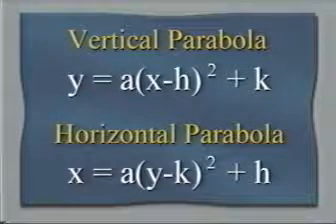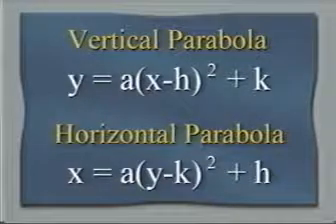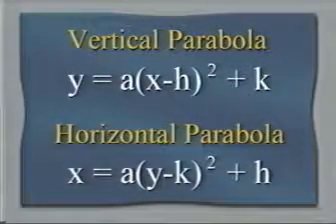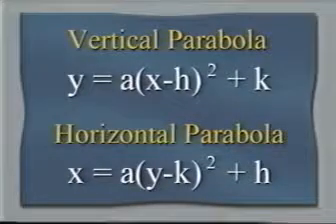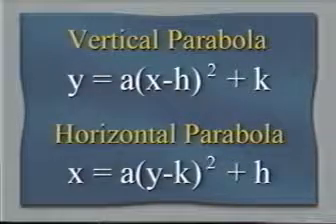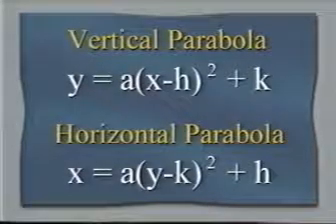If the parabola is oriented to the left or to the right, it has an equation x equals a(y minus k) squared plus h. (h, k) is still the x and y coordinates of the vertex.